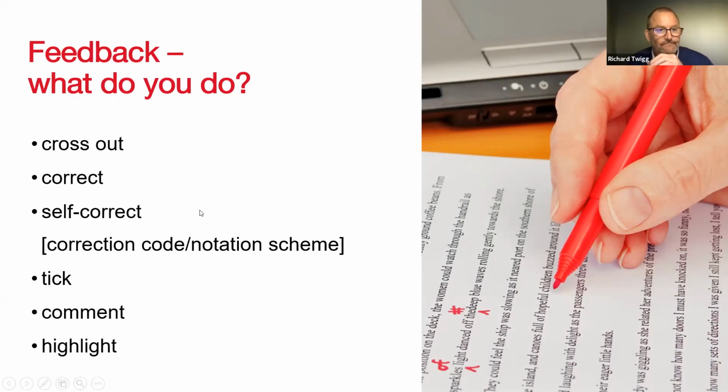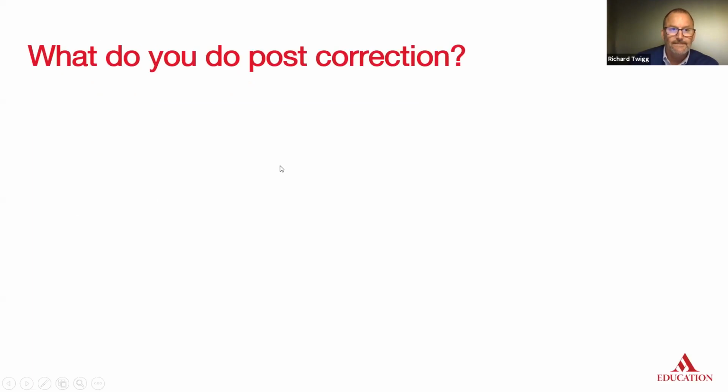Cross out, correct, self-correct? Do you use a correction code or an annotation scheme? Do you tick? Do you comment? Do you highlight? Those are various things that people tend to do. We'll have a look at a couple of those. So but before we do that, let's have a look at what we do post-correction.